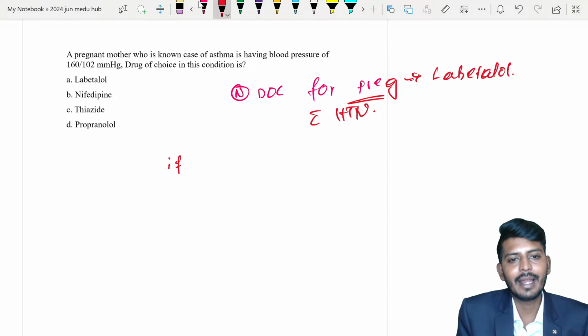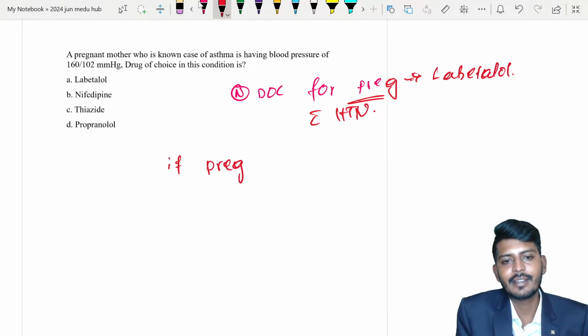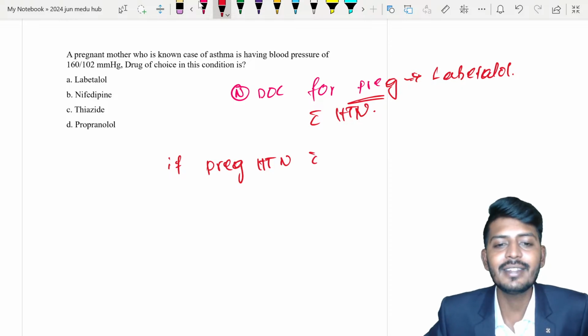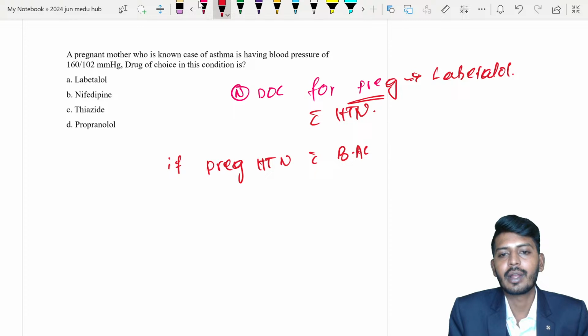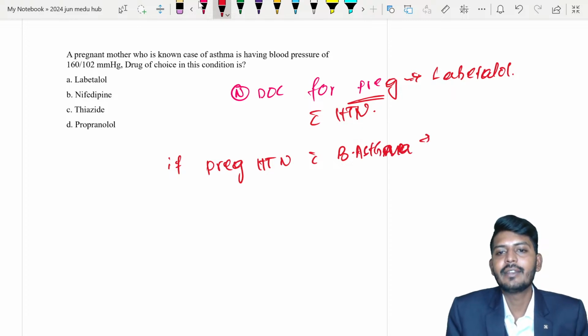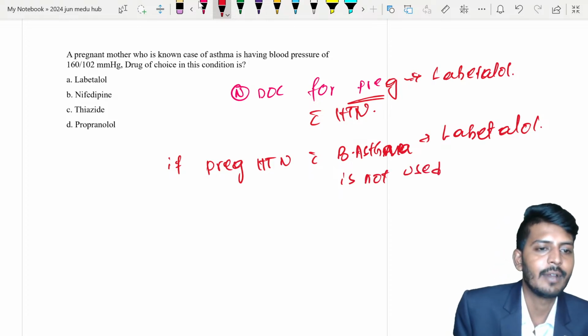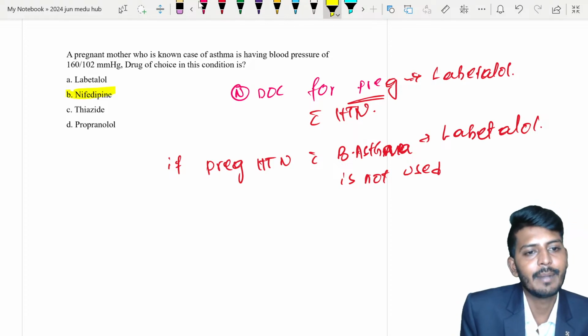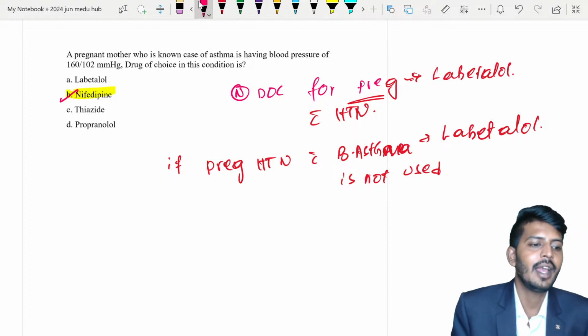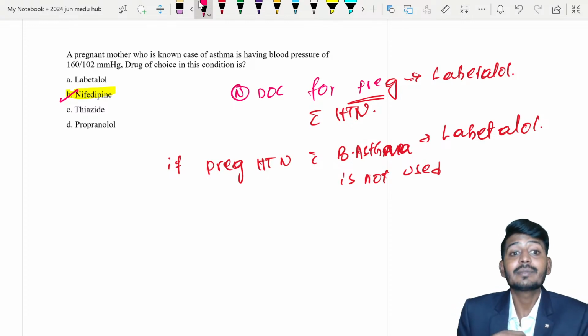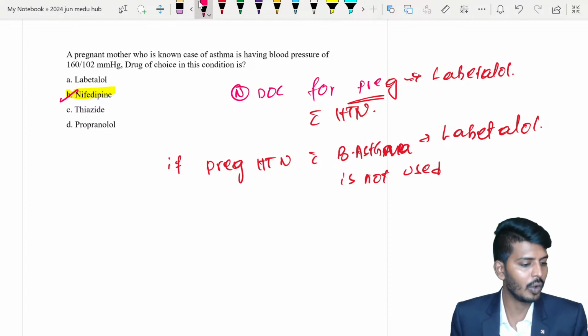But if the pregnant female has pregnancy hypertension, along with that she is also having one more disease, that is your bronchial asthma, then labetalol is not used. Okay, so it is not used. Then the best drug here will be nifedipine. So in the pregnant female, safe is nifedipine. Okay, so why? Because labetalol will also cause bronchoconstriction.